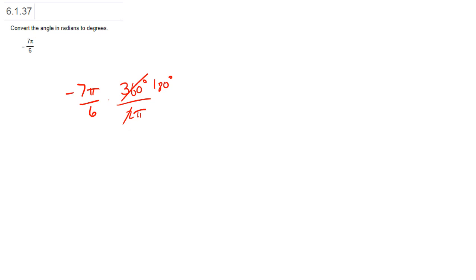Going from degrees to radians was multiplying by pi over 180. So to go the other way, from radians to degrees, we multiply by 180 degrees over pi radians. These pi's will cancel out. 6 goes into 180 30 times, so we have negative 210 degrees.